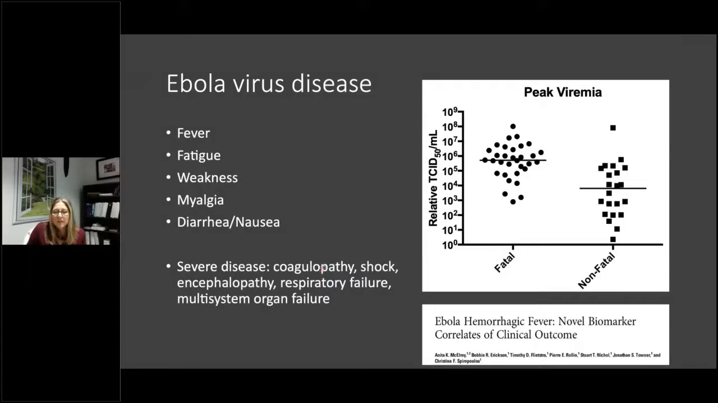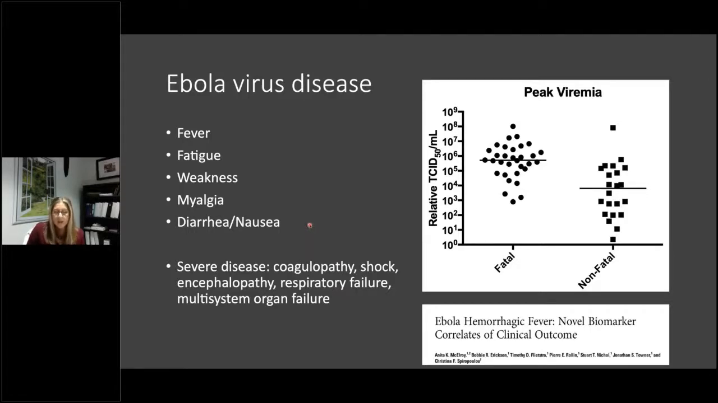Ebola virus disease itself is characterized by fever and fatigue and weakness, myalgias, diarrhea, and nausea. And of course, these are all very non-specific symptoms. These are much more likely to occur in someone in these regions of the world who have malaria or typhoid fever. So the clinicians who work in areas where Ebola is prevalent have to have a really high degree of suspicion to think about this disease as the diagnosis. When patients experience severe disease, it manifests in a manner similar to sepsis. So these patients have coagulopathy, shock.